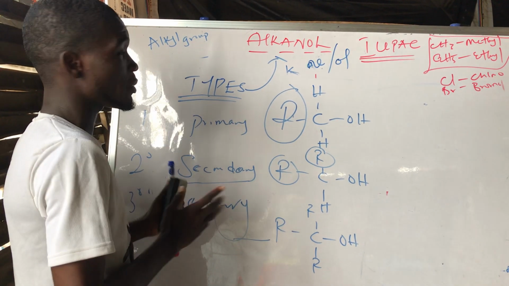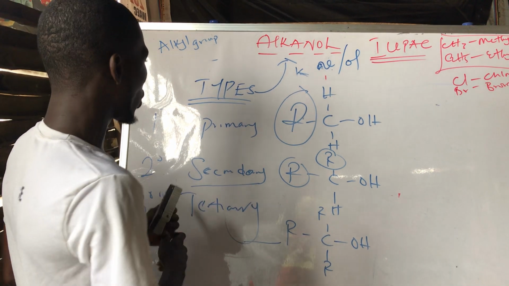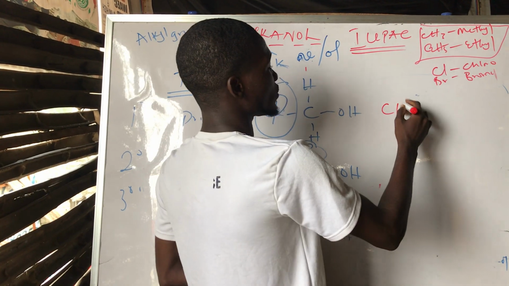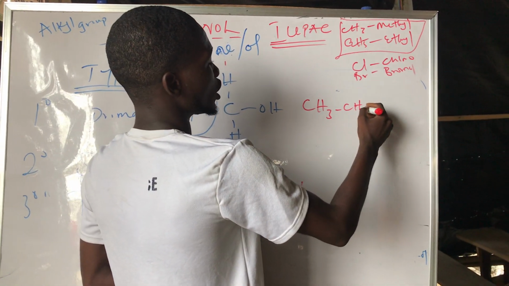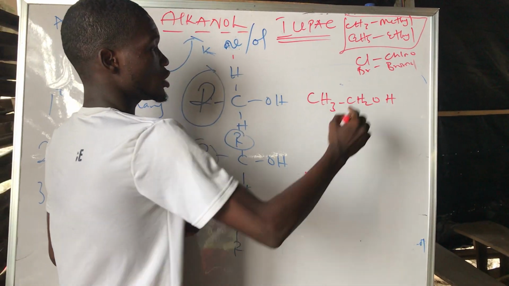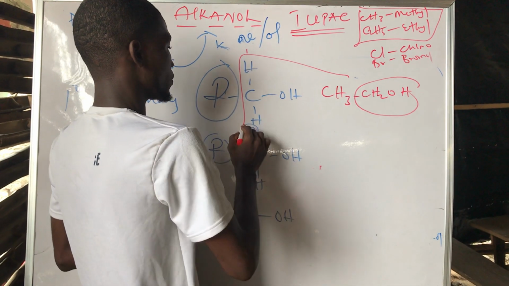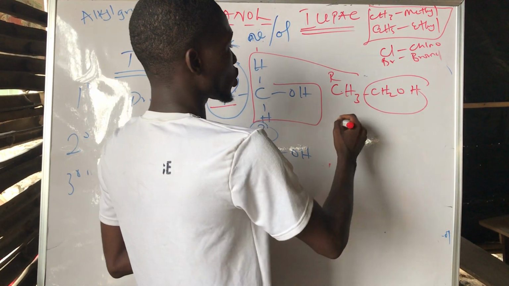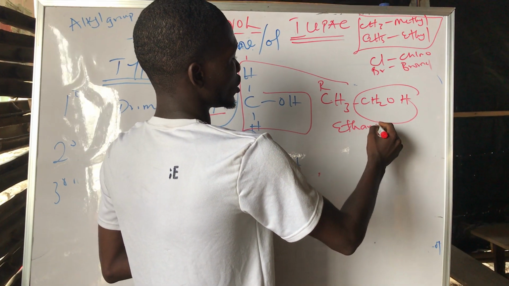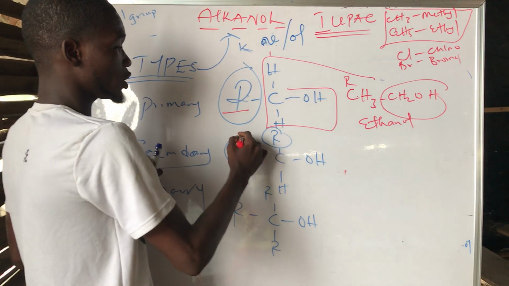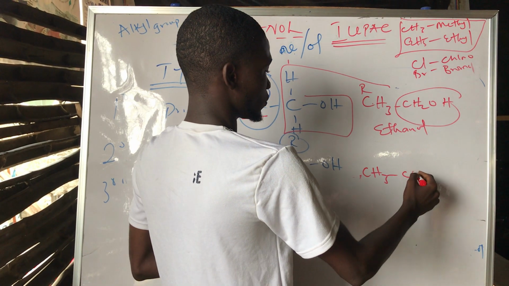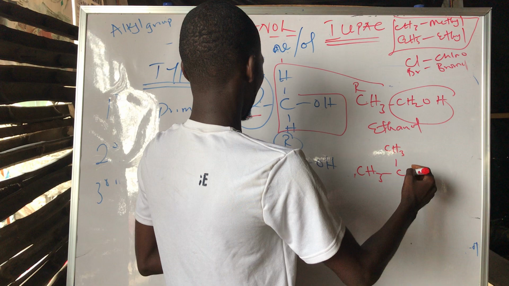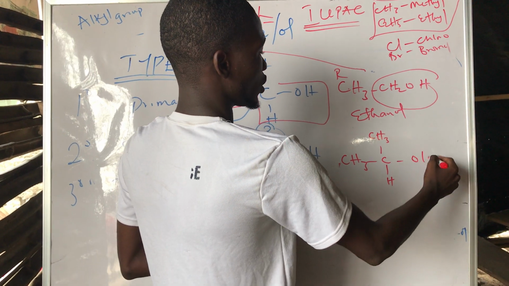So let us pick one naming here. The next week we talk about the reaction of alcohol. For this now, if I should have CH3, CH2, OH. This is for this, while this arrow is the alkyl. So we call this one what? Ethanol. For this we have CH3, CH3, then we have CH here, OH.